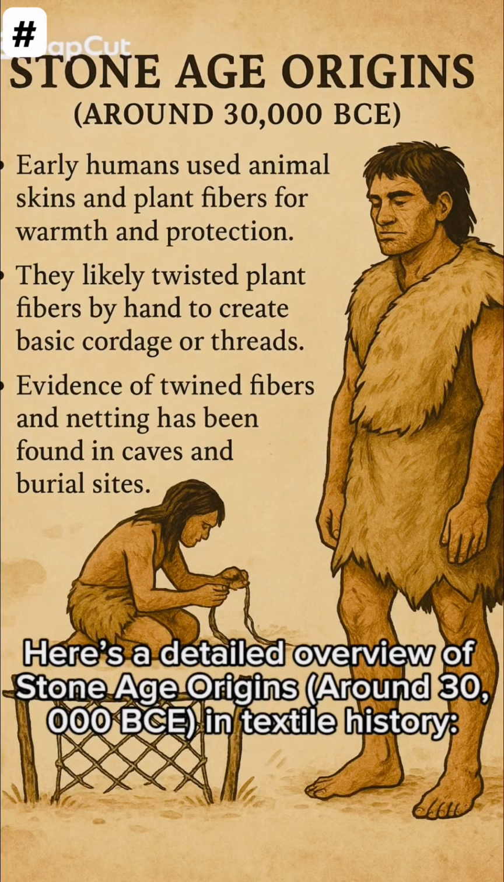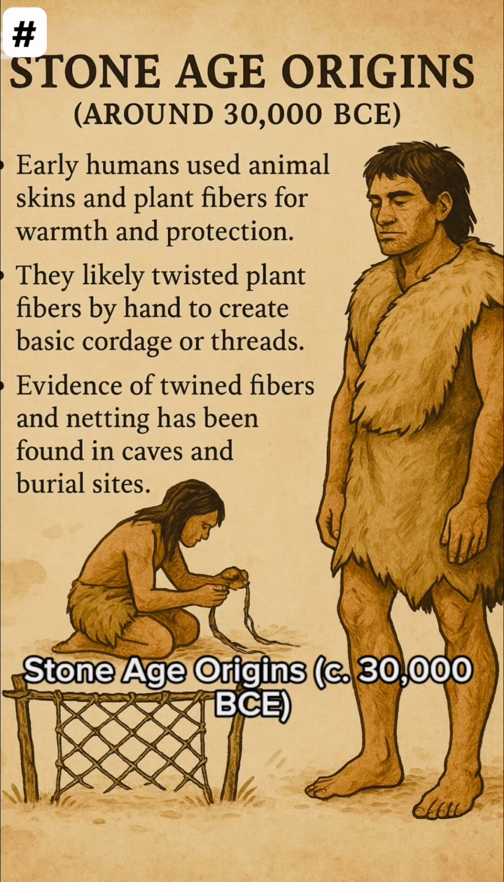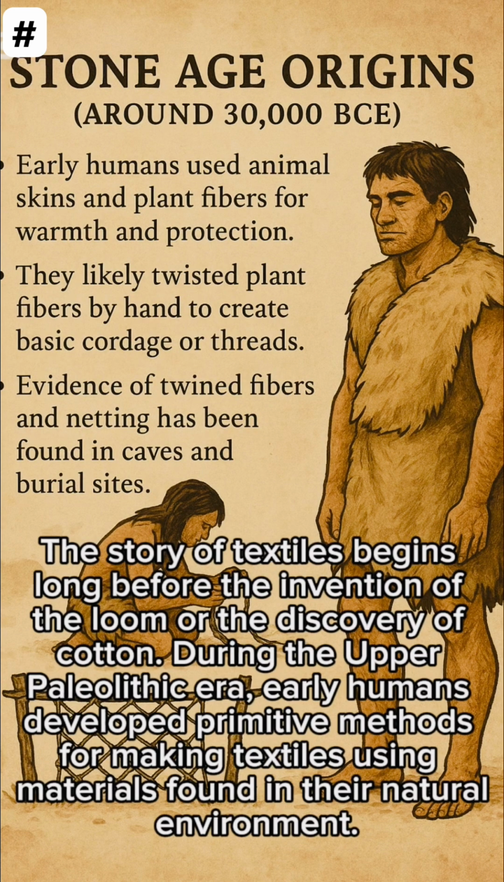Here's a detailed overview of Stone Age origins around 30,000 BC in textile history. Stone Age origins, c. 30,000 BC. The story of textiles begins long before the invention of the loom or the discovery of cotton. During the Upper Paleolithic era, early humans developed primitive methods for making textiles using materials found in their natural environment.